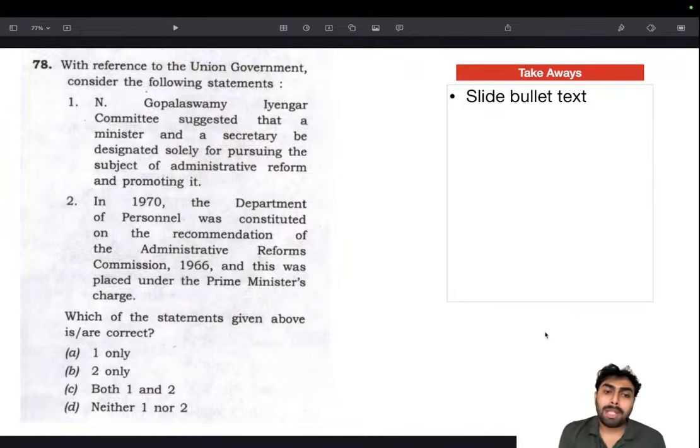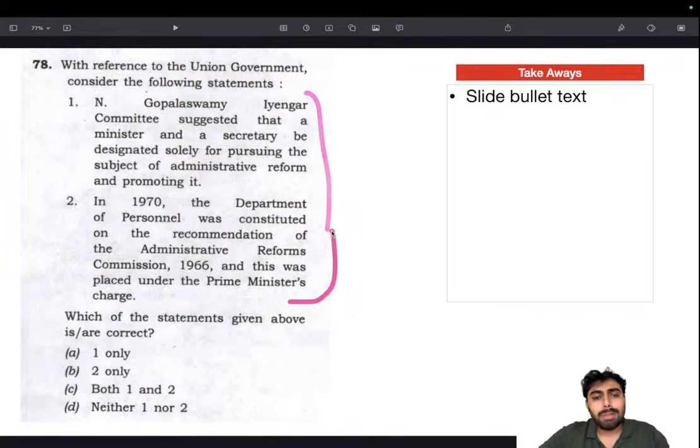I took this question for a reason. N. Gopalaswamy Iyengar committee suggested that a minister and a secretary be designated solely for pursuing the subject of administrative reform and promoting it. In 1970, the Department of Personnel was constituted on the recommendation of the Administrative Reforms Commission, and this was placed under the Prime Minister's charge. The issue with these questions is that they will be placed either first or last, in between the polity questions, and people think they need to mark this answer right. This is an outlier question. You are not going to learn anything about it. This might have come in some current affairs, but it doesn't really matter.